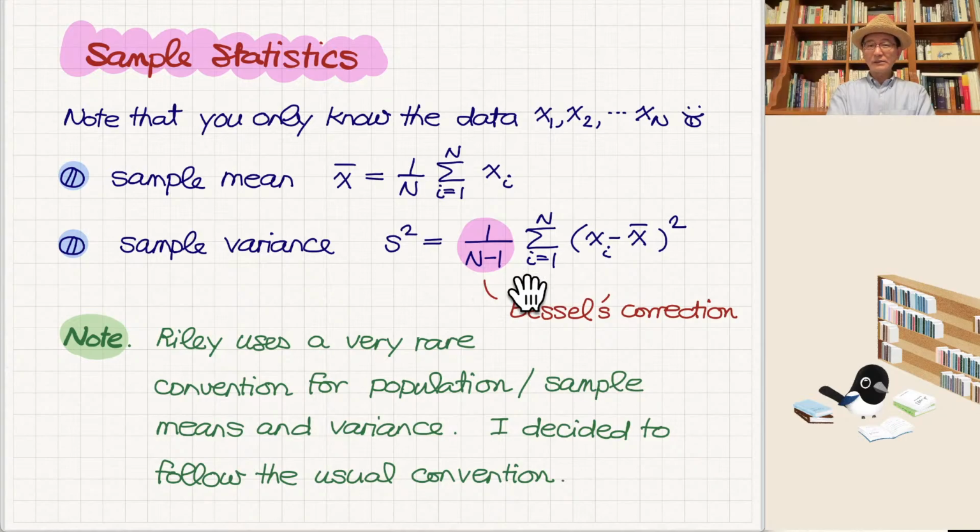This 1 over n minus 1 sounds a little bit weird. What we are going to do is use this x1 to xn and calculate x bar first. Then we calculate the deviation around the sample mean and square it. If I just divide by n, that seems to be the definition of variance we're more familiar with.